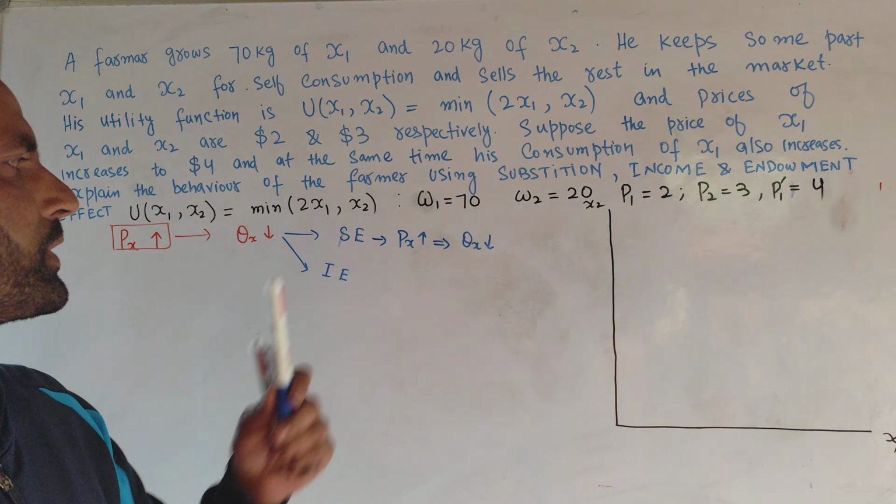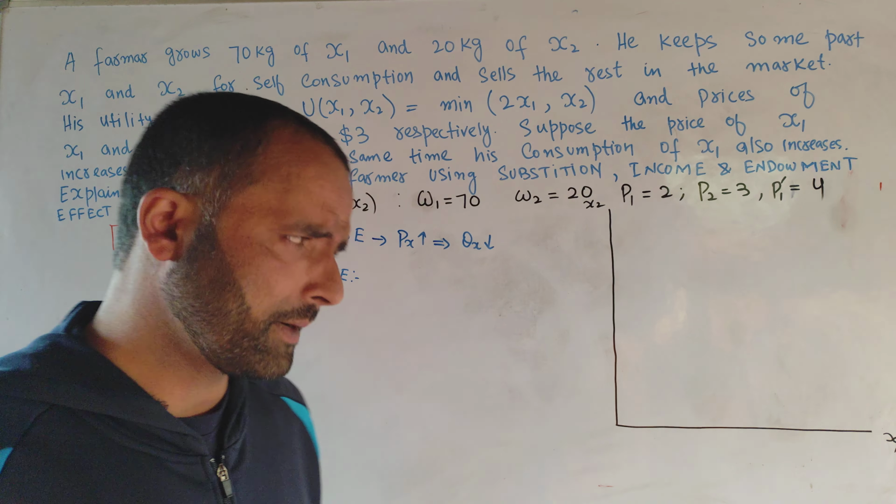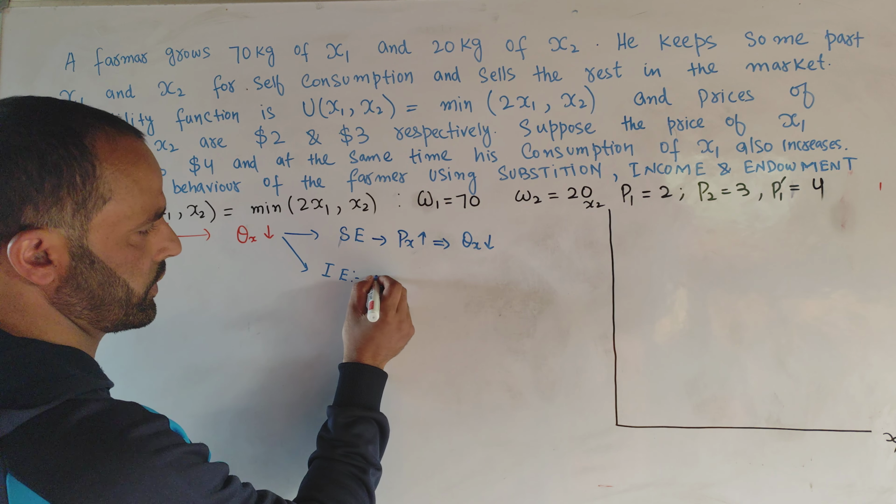Income effect shows how much the quantity demanded of good X has decreased due to the change in the real income of the consumer. How much the quantity of good X has decreased, obviously decreased here, because of the change in the real purchasing power of the consumer. And let me explain it here.